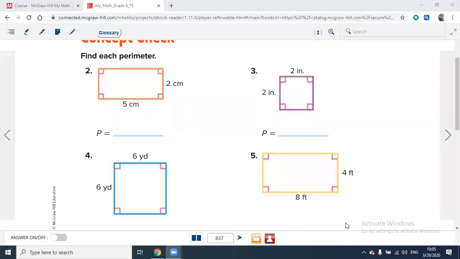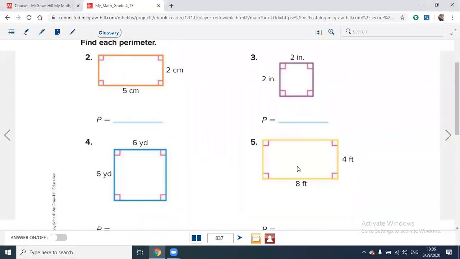Number 2, 14 centimeters. Yes, 14. Number 3 equals 8. Excellent. Thank you, Abdulillah. What about number 4? Number 4 equals 24. Yes, excellent. Number 5 equals 24. Yes, excellent, Abdulillah.